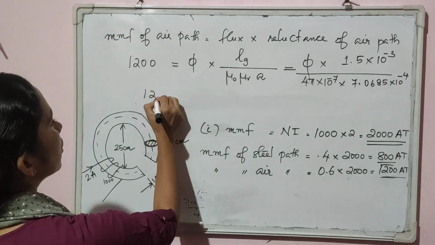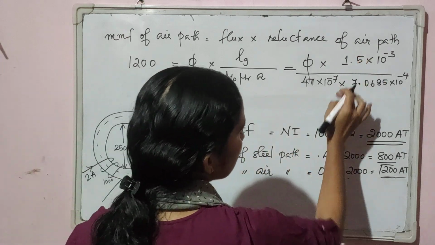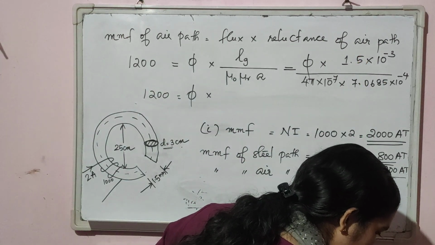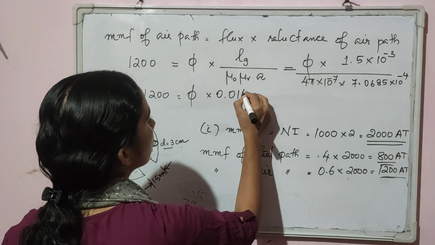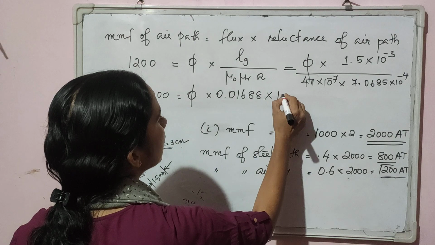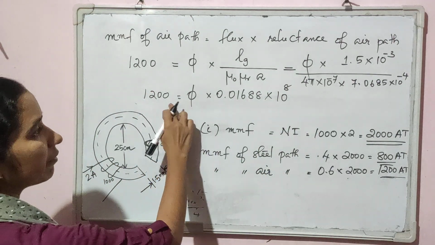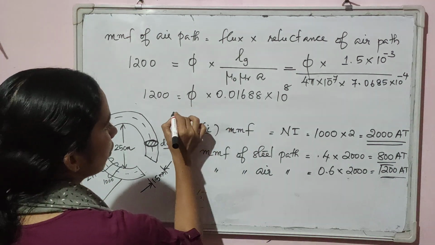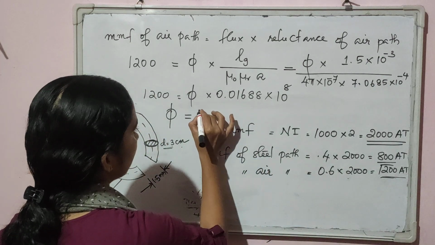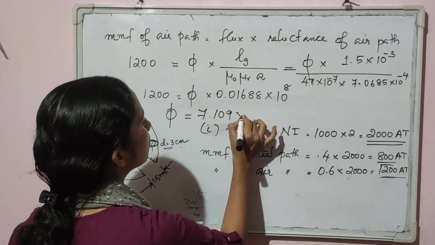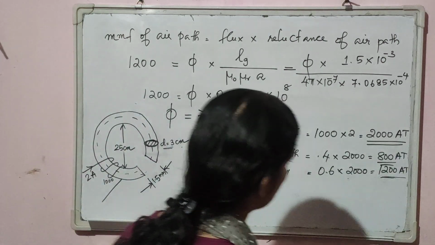We get 1200 is equal to phi into, on solving this term, 0.01688 into 10 raised to 8. Now phi will be equal to 1200 divided by this term. On solving it, we get the value of flux as 7.109 into 10 raised to minus 4 Webers. This is the answer for flux.